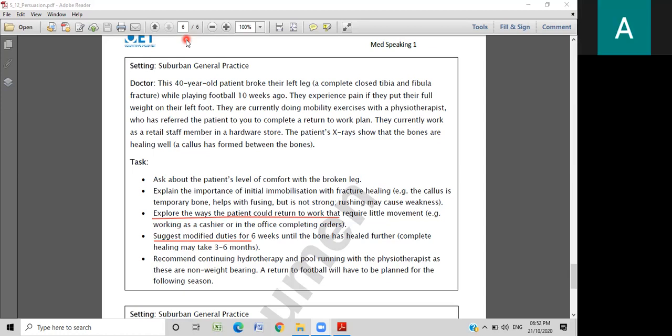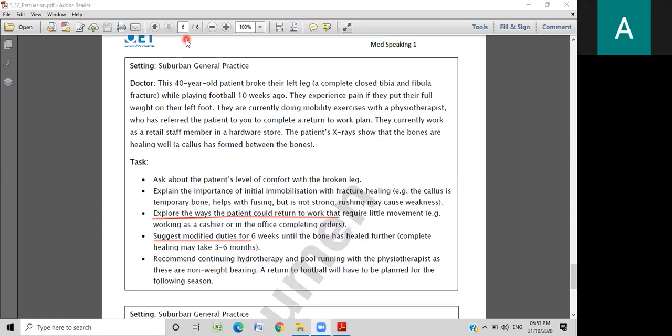So here, I will recommend some advice for your continuing care, like exercise that you can do with your physiotherapist, such as hydrotherapy and running in the pool. It is comfortable for you because your physiotherapist will assist you in water and will provide you some movements you can do in that. So you may feel comfortable.